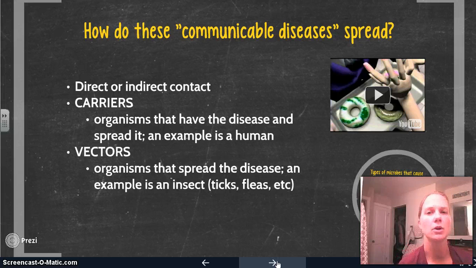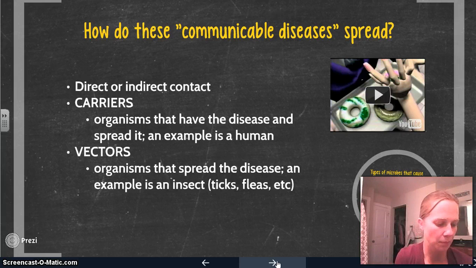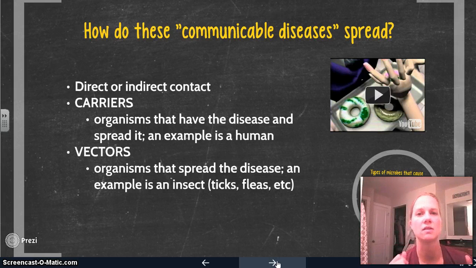All right, so how do communicable diseases spread? Well, besides direct or indirect contact, we have carriers and vectors. These are two terms you're going to have to make sure you understand. A carrier is an organism that has the disease and spreads it. An example is a human. A human is a perfect example of a carrier of a disease. The person could have the flu, and they sneeze in their hands and then they high five you, and they've got the disease and they pass it along to someone else.